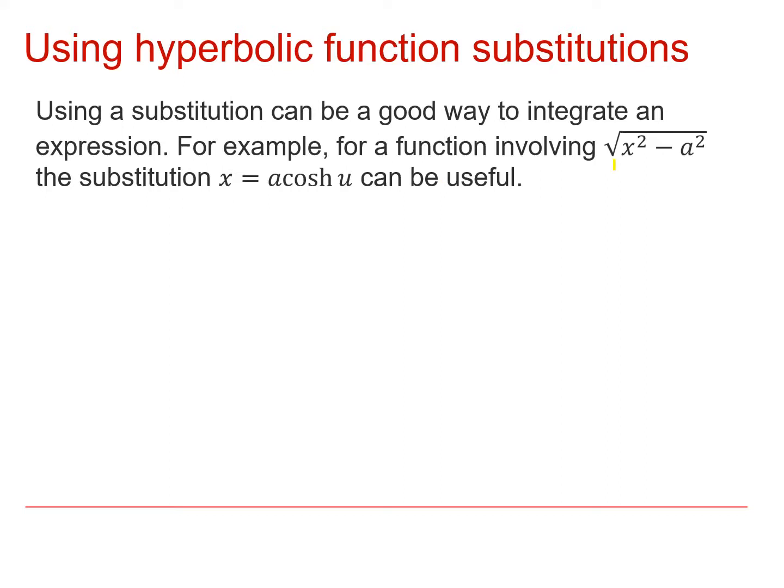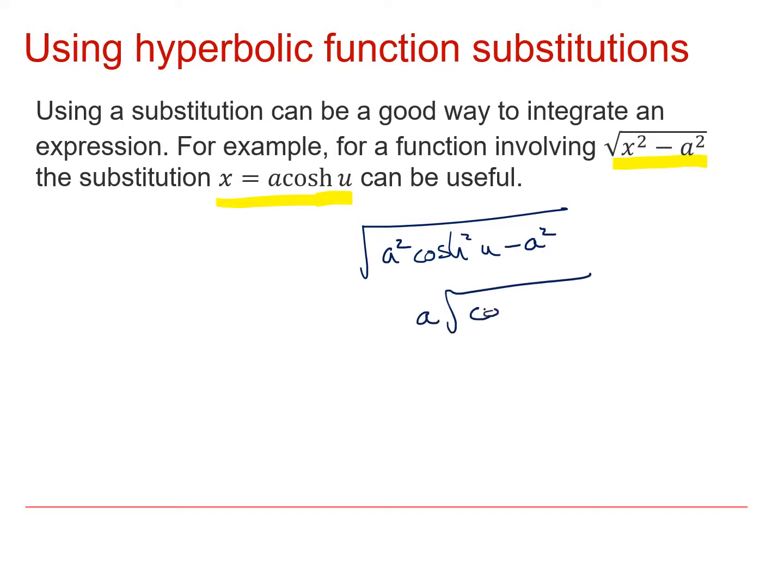If we think about this expression, the square root of x squared minus a squared, then this substitution, x equals a cos u, might be useful. If you think about putting a cos u in place of x, you'll have a squared cos squared u minus a squared. The important thing here is that the a will come out of the square root, leaving something which is cos squared u minus 1.